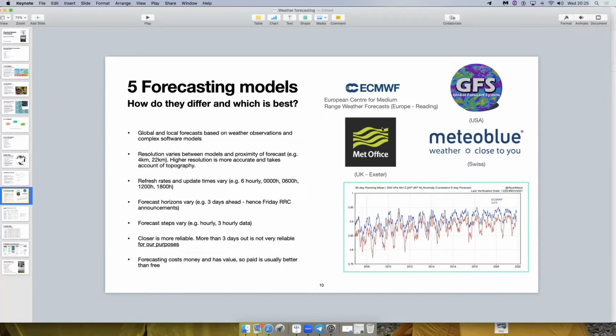Attention is paid to the Met Office, not least because it's independent and separate from the European model and the American GFS model. And most apps tend to use one or other of the European and GFS models. Meteo Blue, which is a Swiss model, is also used. We'll see in a minute who uses what. Any questions on models? No? Okay.